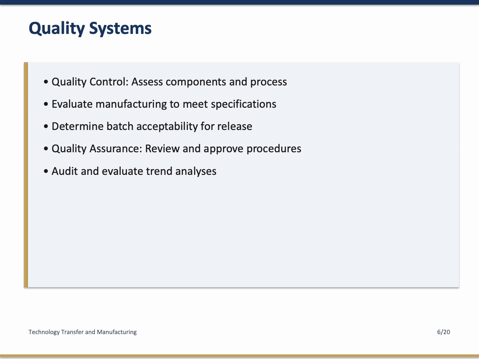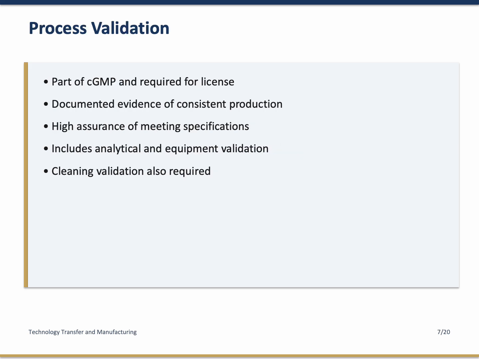Process validation is part of CGMP and required to obtain a manufacturing license. It represents confirmation through examination and evidence that a manufacturing process has high level of assurance it will reliably and consistently produce the intended product. The definition is establishing documented evidence that provides high degree of assurance that a specific process will consistently produce a product meeting predetermined specifications and quality attributes.